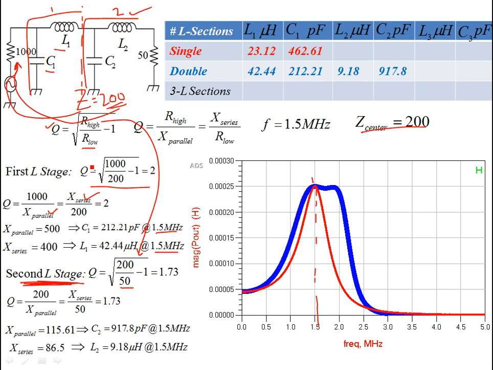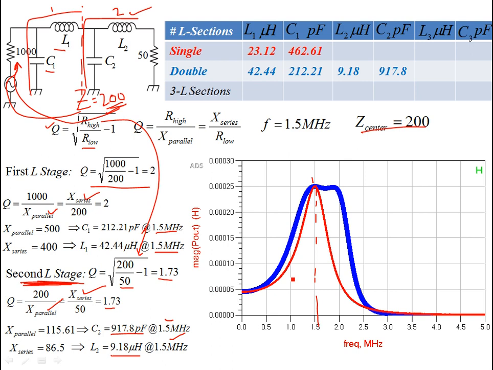This is your second L stage. Your high impedance is 200, along which there is a shunt capacitive reactive element, and 50 is the low resistance. So you find the Q, and then from that Q you find the parallel and series reactive elements. At 1.5 megahertz, what are the values? I've calculated them. You can follow this. You can check for their correctness if you are interested in checking these values.